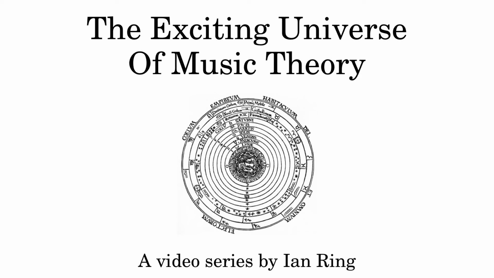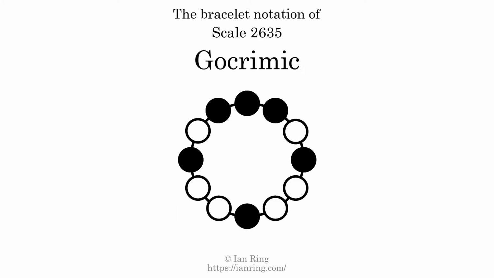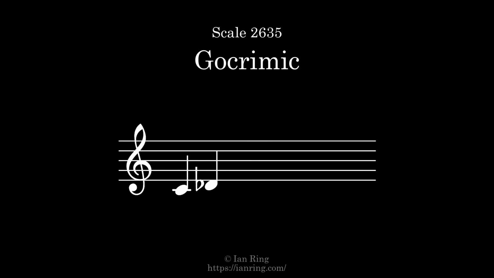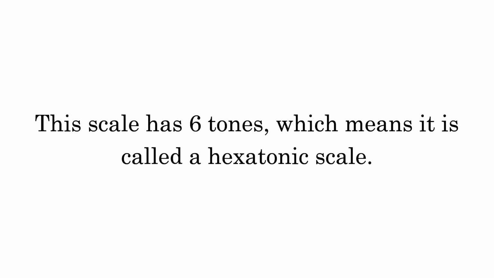Welcome to the exciting universe of music theory. Are you ready to learn? Then let's begin. Today we will talk about scale 2635, Gocrimic, which sounds like this. This scale has 6 tones, which means it is called a hexatonic scale.